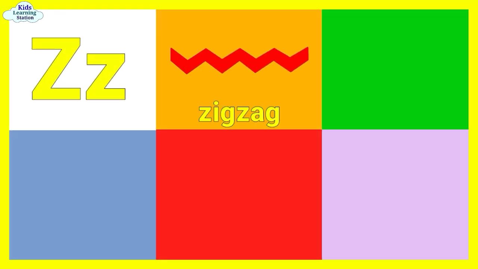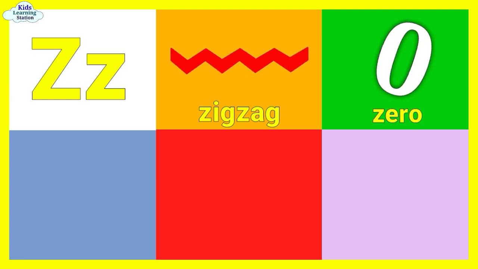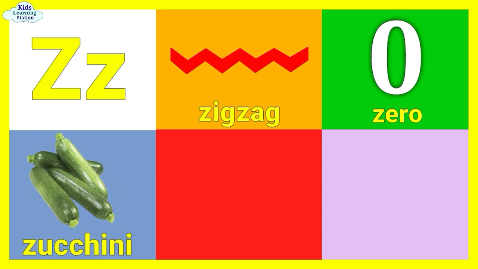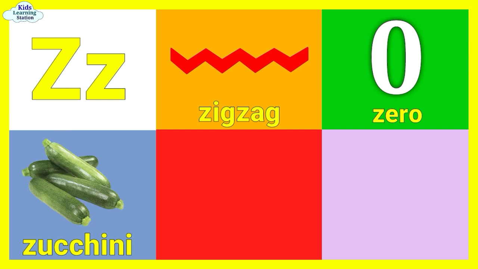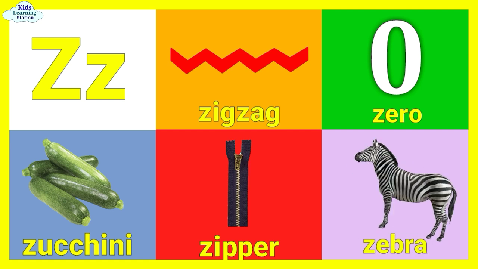Z is for zigzag. Zigzag. Zero. Zucchini. Zipper. Zebra.